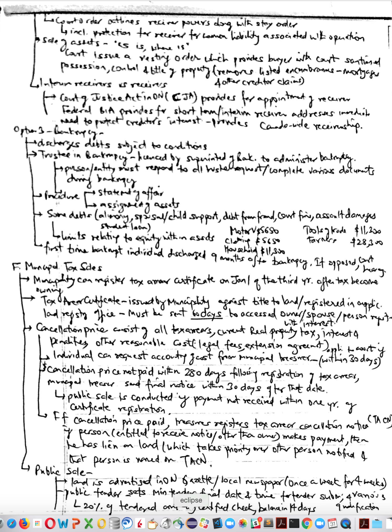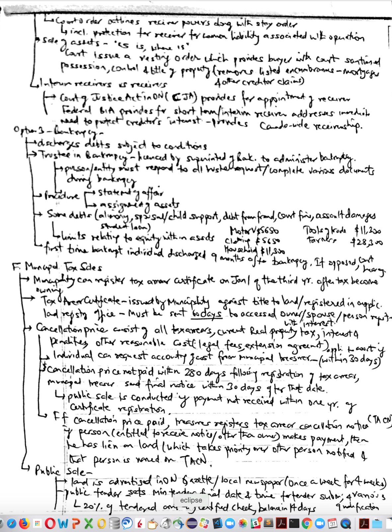Municipal tax sale. The municipal tax sale involves the sale of land due to tax arrears. Arrears refer to the real property tax placed on or added to the tax roll that remain unpaid as of January 1st of the year following the year they were placed on or added to the roll. Procedures for sale of such land are governed by the Municipal Tax Act. A municipality can register a tax arrears certificate on January 1st of the third year after the taxes become owing.